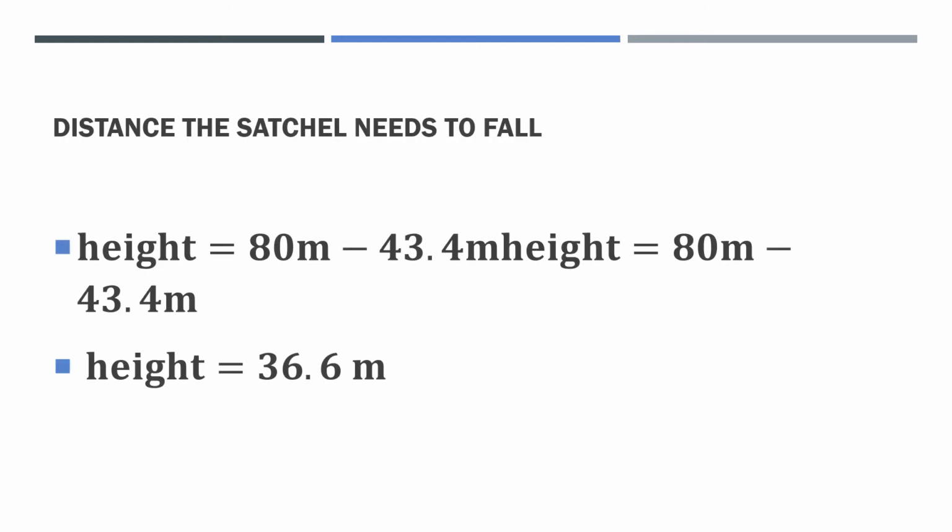Now, in order to solve for the time that it takes the satchel to fall to the height we solved for in the previous step, it is necessary to know the distance that the satchel falls to reach the rock. So, to find this, the total height of the cliff, 80 meters, and the calculated height of 43.4 meters are used. We subtract 43.4 meters from 80 meters, and we get 36.6 meters. So the distance the satchel needs to fall to reach the rock is 36.6 meters.